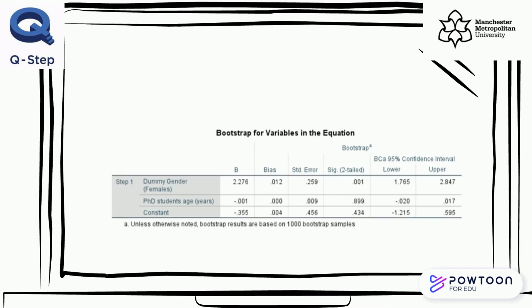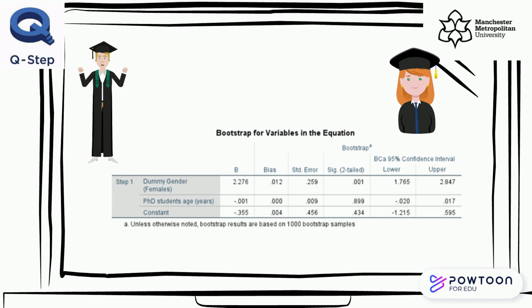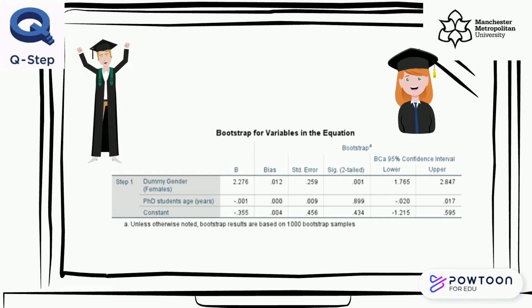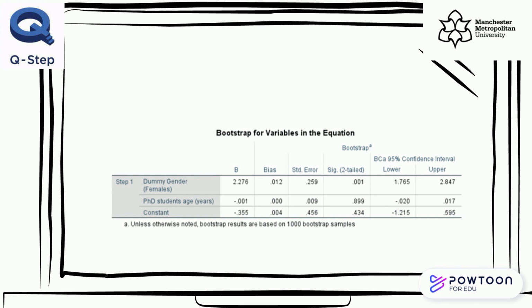In this example, we're running a regression on successful PhD completion and the IVs, gender and age. So in this table, we can see, if we look to the last part of the table, our confidence interval levels. And now for gender, they match, but not for age. So we can trust our P and B values for gender, however we cannot trust our P and B values for age.